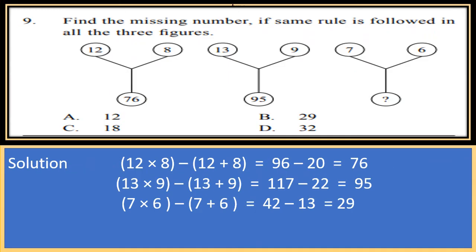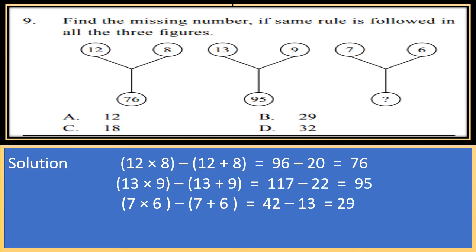Find the missing number if the same rule is followed in all the three figures. The same rule is followed in all the three figures. We have to find the missing number. So you can see the solution for the first figure, 12 into 8 minus 12 plus 8. So 96 minus 20 equals 76.